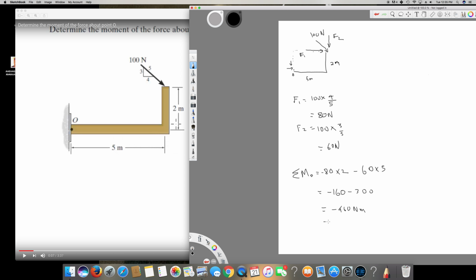But if you want to put the word clockwise, you have to get rid of the negative, because you can't put both. If you put negative, you don't have to put the word, but if you put the word, you shouldn't put the negative sign. So you can write it in both ways. I can write minus 460 newton meter, or clockwise 460 newton meter. This is my final answer.